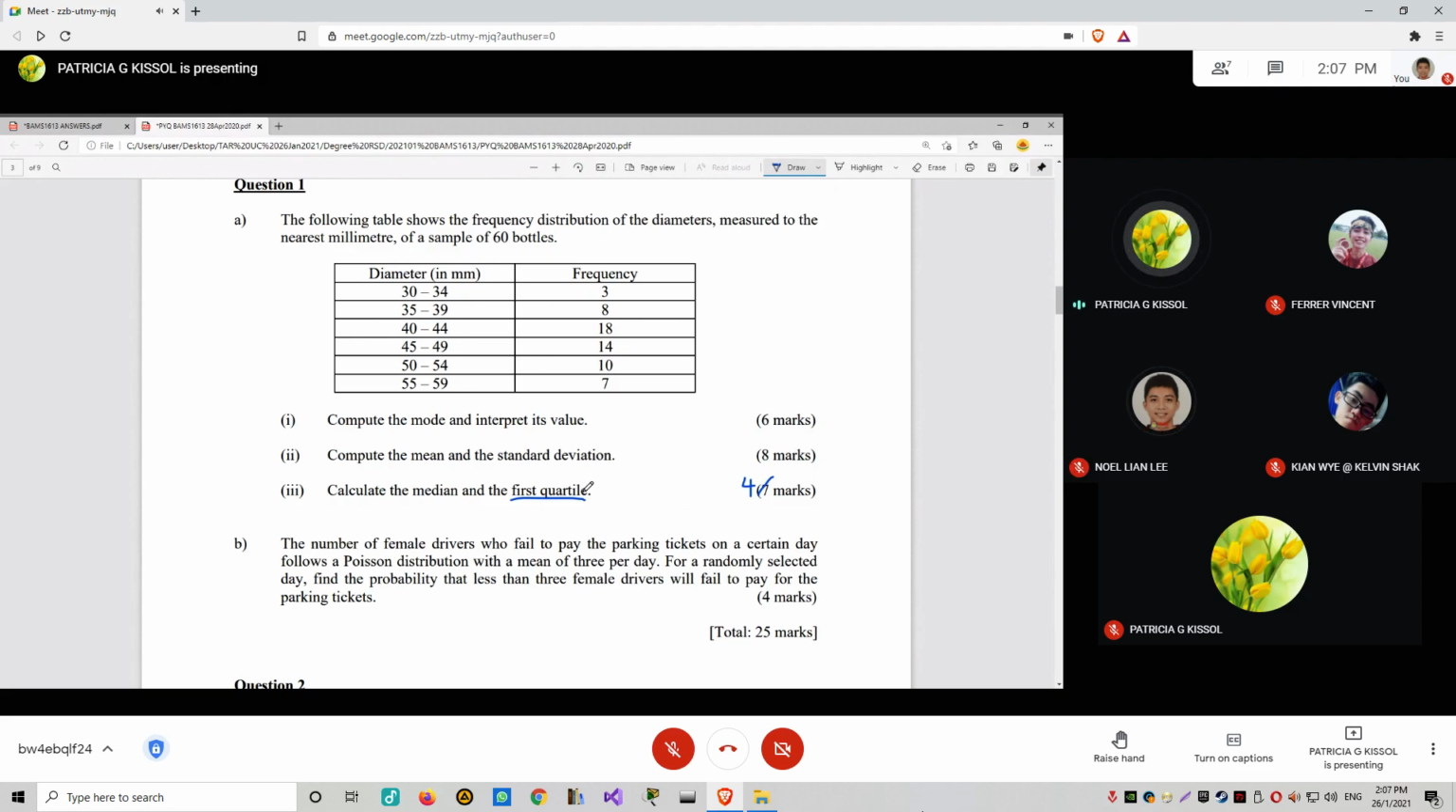Is this a sample or a population question? Sample. How do you know? Because of the word sample. A sample. Normally the question will tell us whether it's a sample or not.